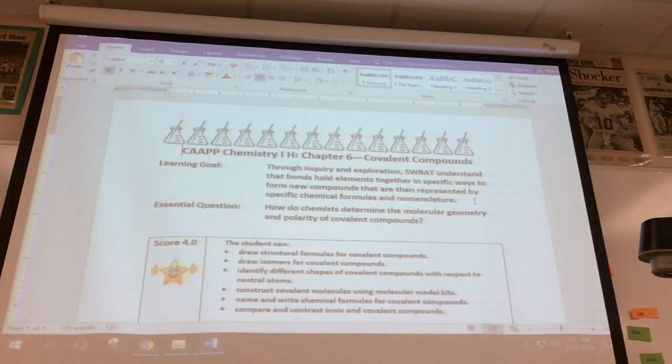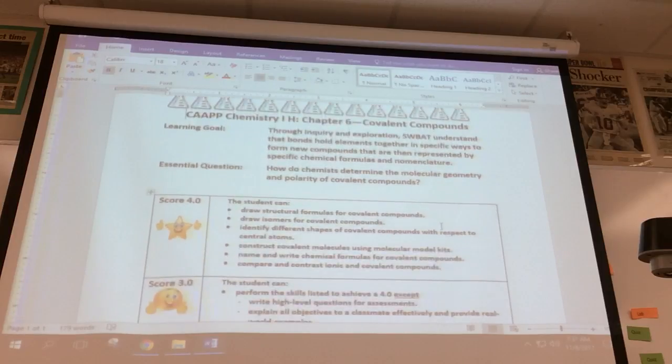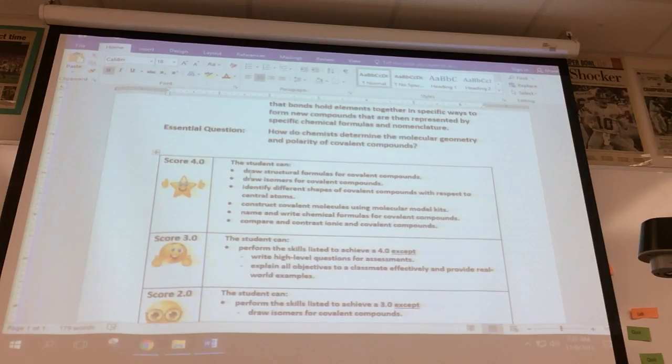Listed here is what you need to be successful. And again, by the very end, you want to be able to draw structural formulas not just for singles, but also with multiple bonds. We're going to learn about isomers today. Next time, we'll get into shapes and polarities. We're going to start to construct the compounds using molecular model kits. I'll show you that today.